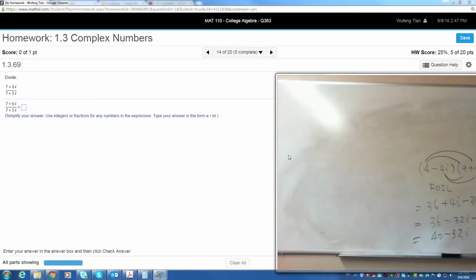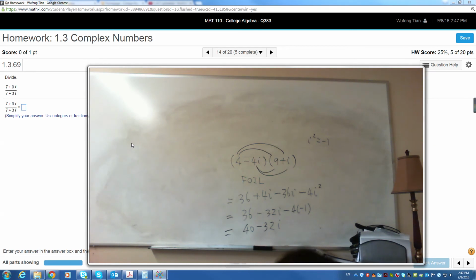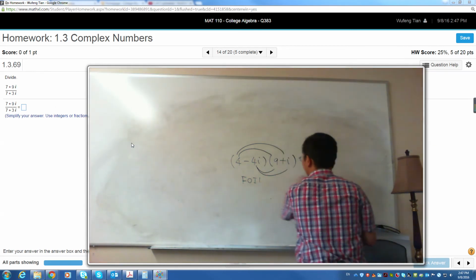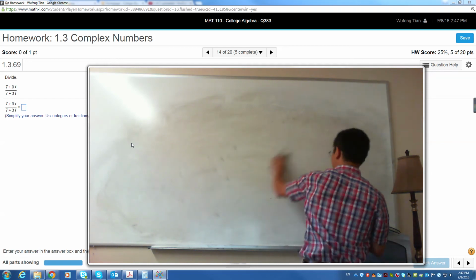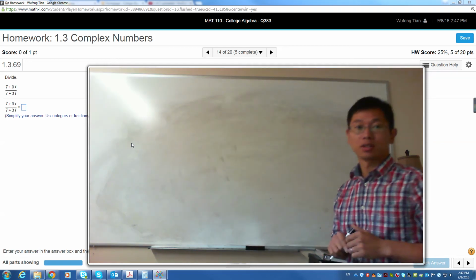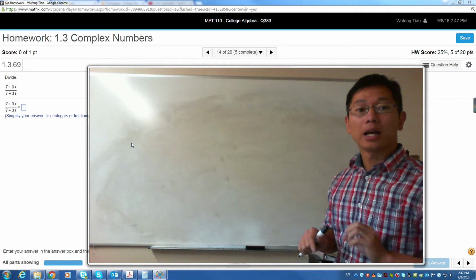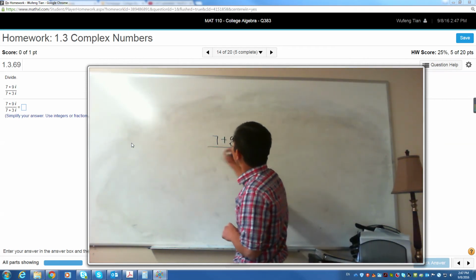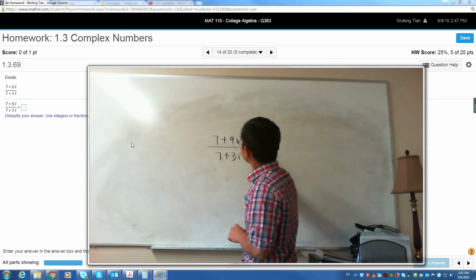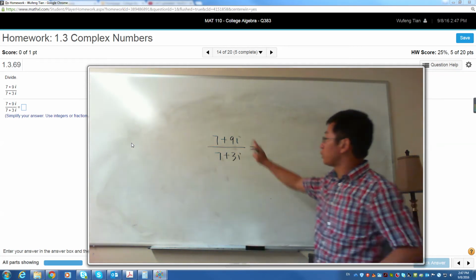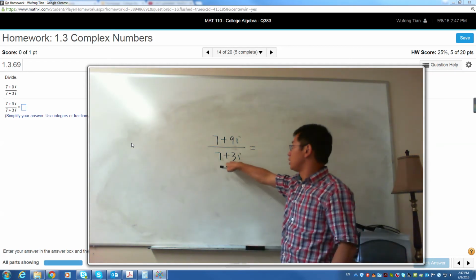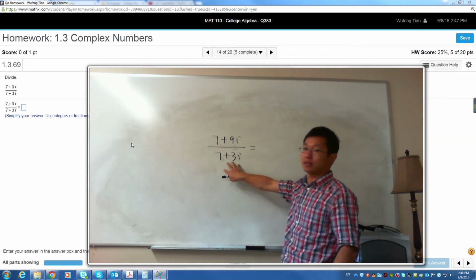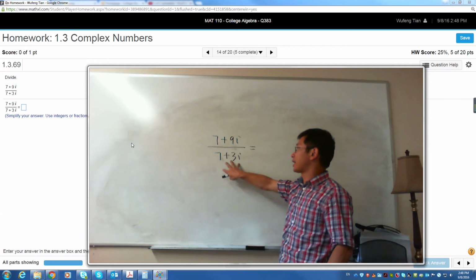Okay. Divide it. So divide is actually just one more step besides the multiplication. So there's 7 plus 9i over 7 plus 3i. You want to get rid of the complex number in the denominator. We want to rationalize it. So we multiply by its conjugate.